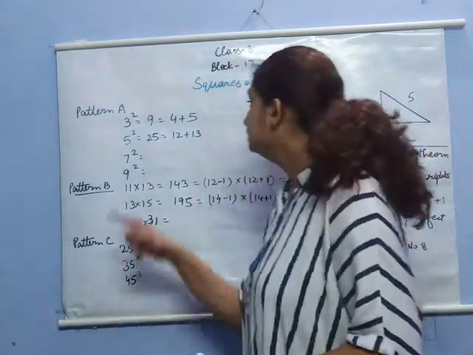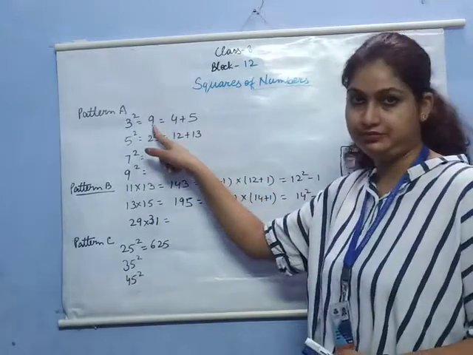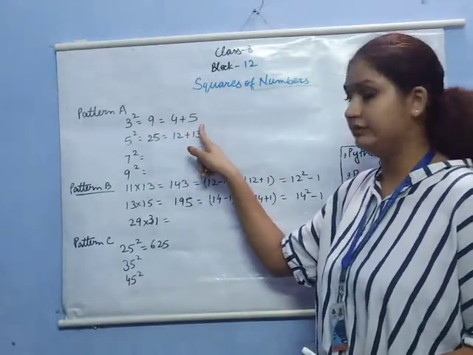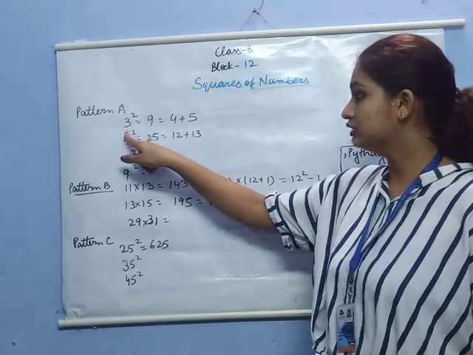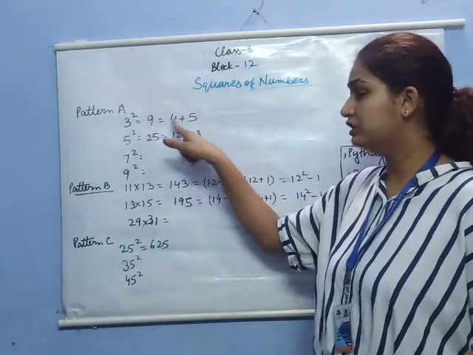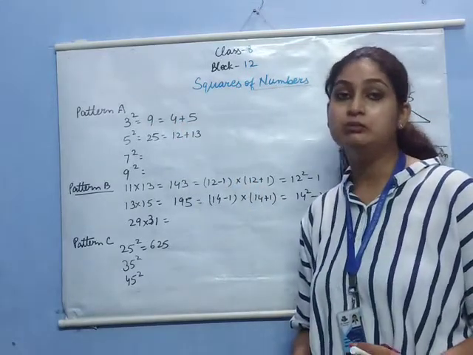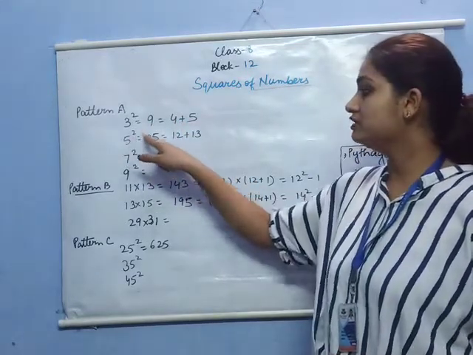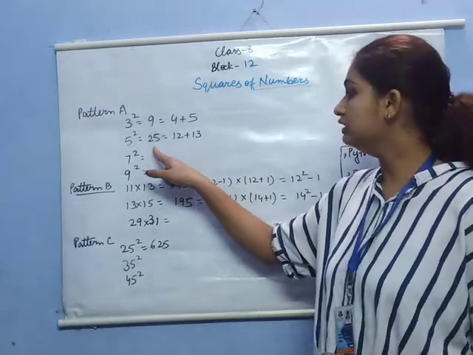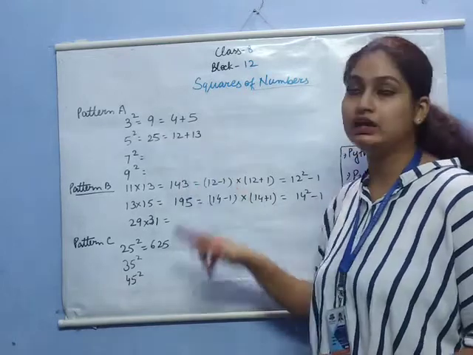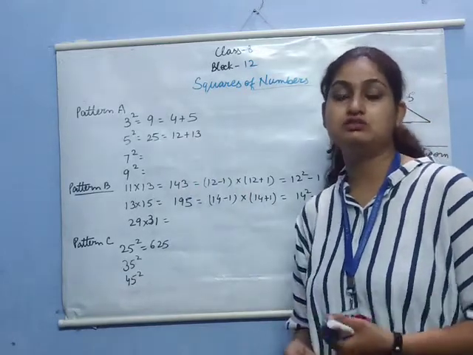3 square is 9. And how can I write 9 in another way? 4 plus 5. 3 square, 9, can be written as 4 plus 5, the sum of two consecutive numbers. Similarly, 5 square is 25 and can be written as 12 plus 13. Again, 12 plus 13 are two consecutive numbers which come next to each other.